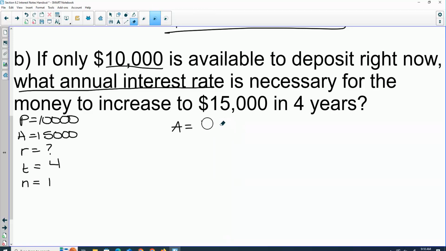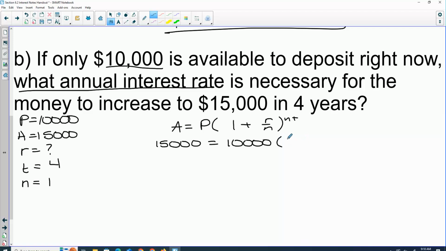So A equals P times (1 plus r over n) to the nt. So my A is 15,000 equals 10,000 times (1 plus r over 1) to the 1 times 4 power. So this would be (1 plus r) to the 4th. I've solved for r. What would we do first?